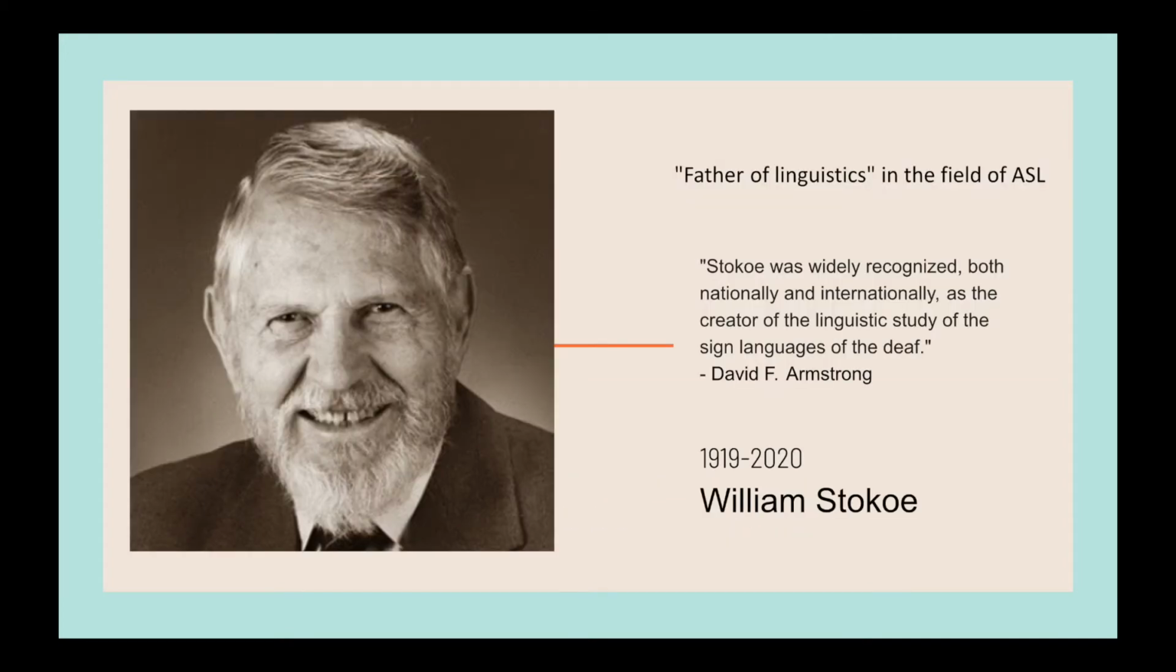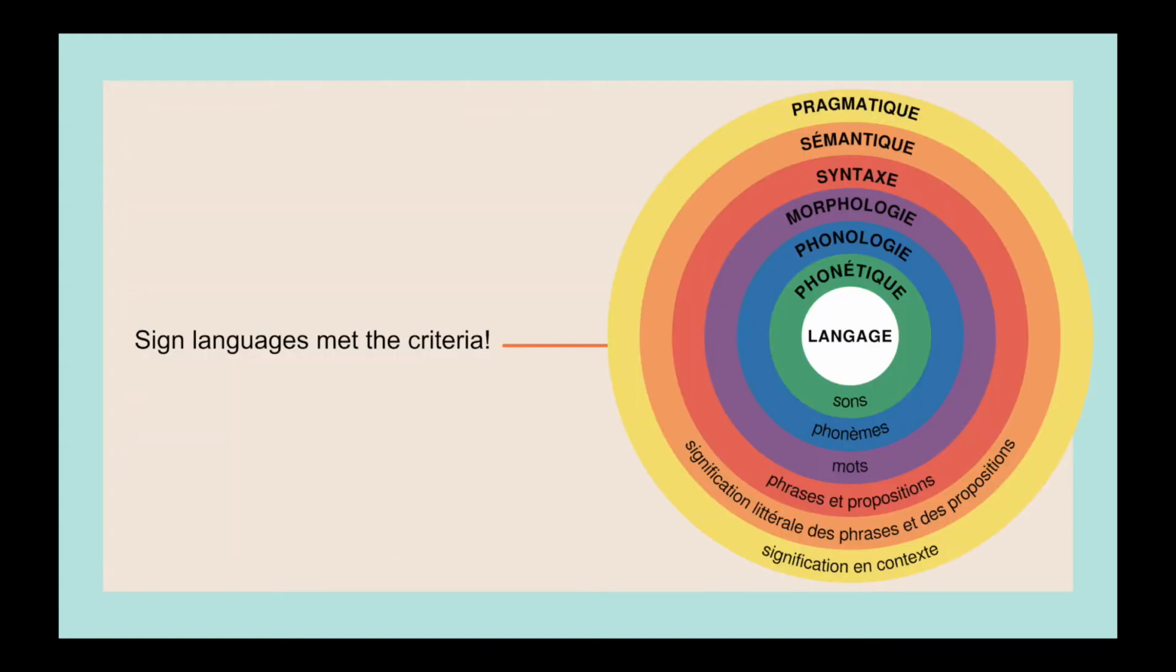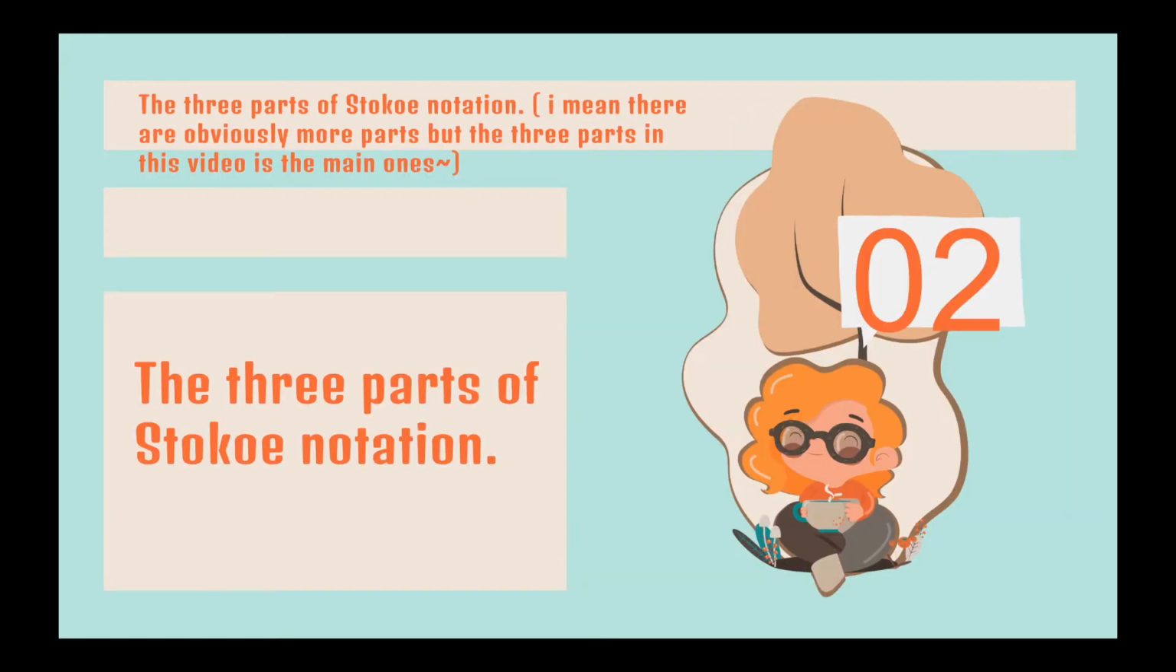Stokoe notation is named after William Stokoe. He was a leading educator of the deaf, and he revolutionized the understanding of sign languages, and he is often considered to be the father of sign language linguistics. His work on sign language structure and linguistic principles demonstrated that sign language met the criteria of a fully developed language, with independent syntax, rules, and grammatical structure, and proved that sign languages are not just gestures.